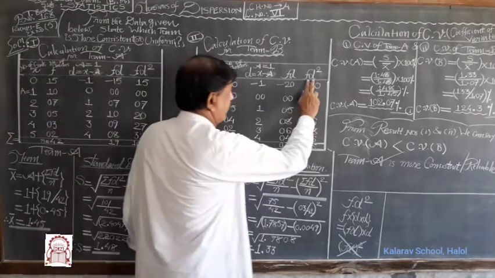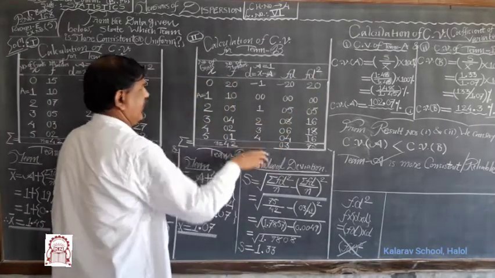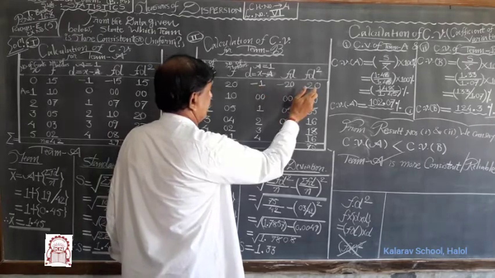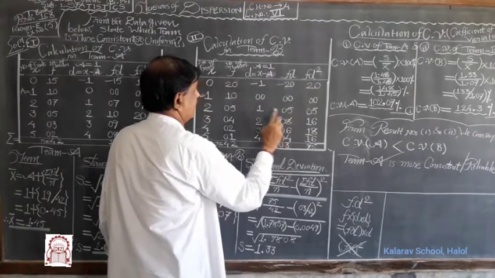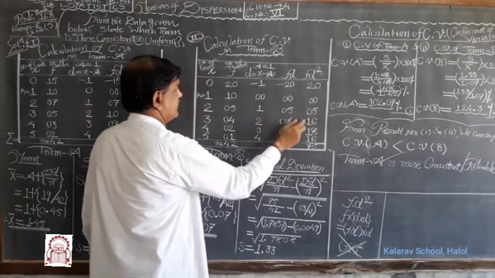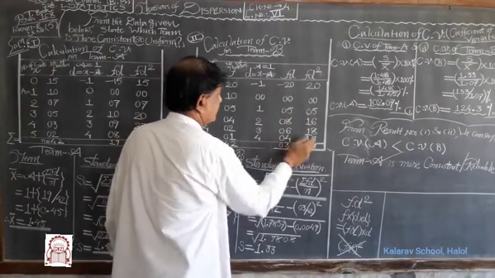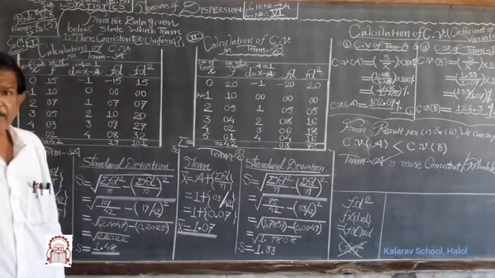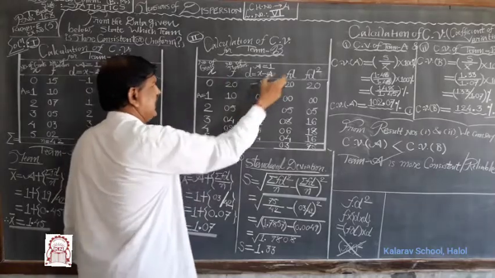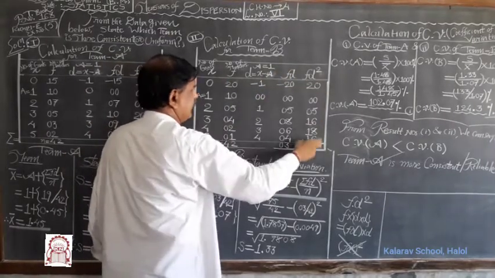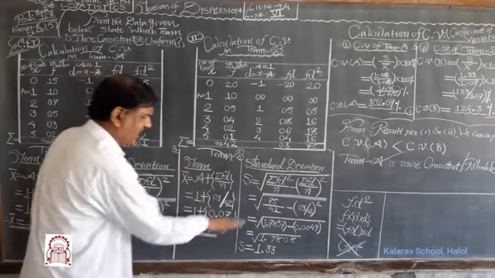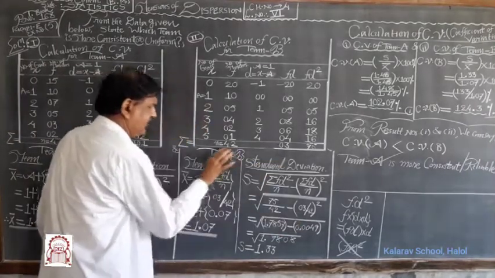F into d square: fd multiplied by d. Minus 20 multiplied by minus 1 means 20. 5 multiplied by 1, 5. 8 2s are 16. 6 3s are 18. 4 4s are 16. Complete this table and make the total of F frequency, F into D, F into D square. In the same way we calculate the arithmetic mean and standard deviation for team B.